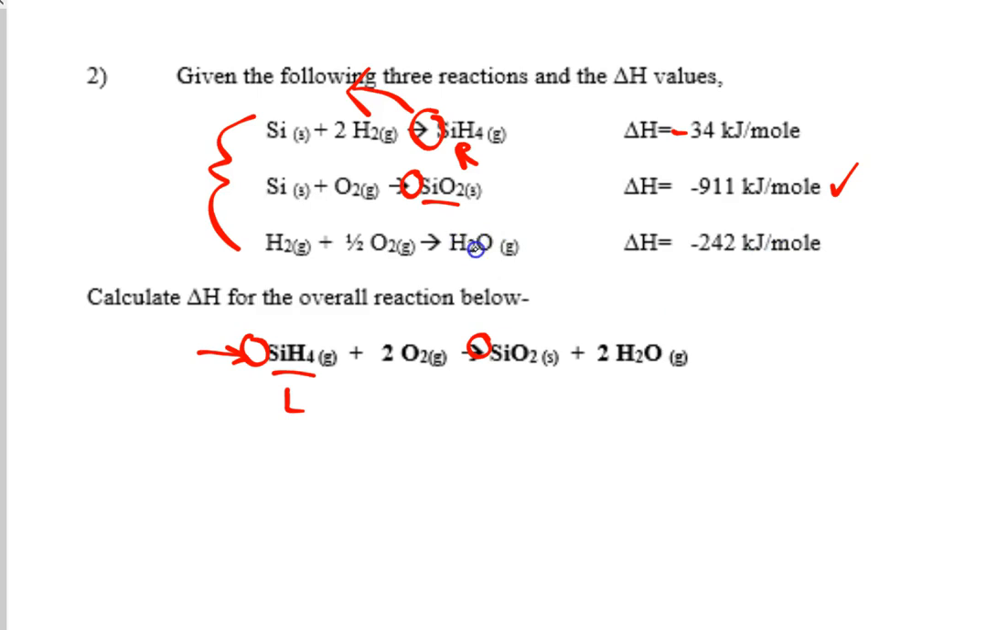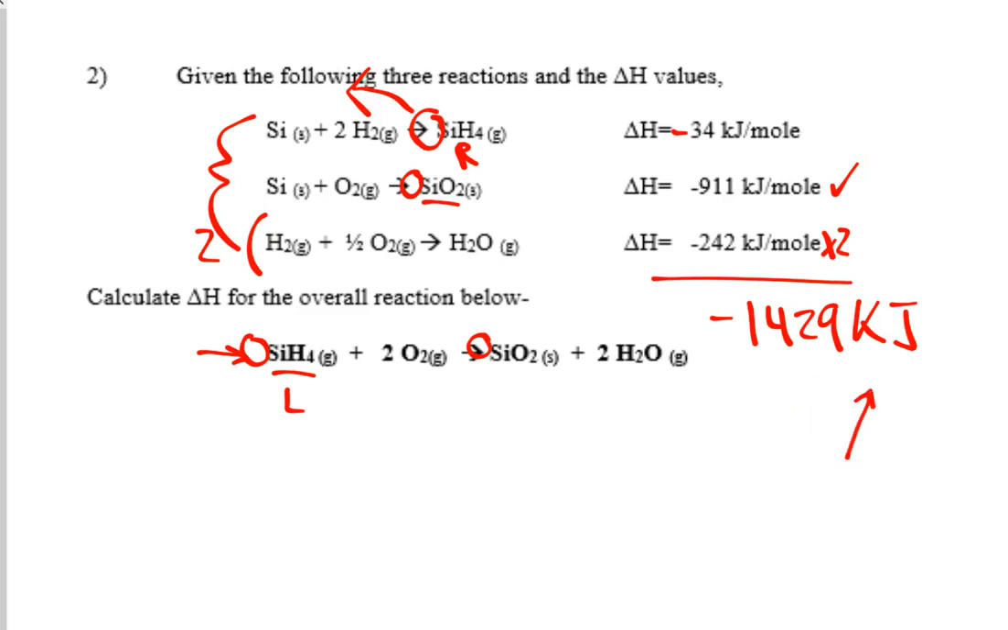All right, then I'm going to look here at the water. There's one water on the right, but there's two over here on the right. So what do I need to do to this third thing? Everything here has to be doubled. So I'm going to multiply that by 2. All right, when you do all that math, it's negative 1429 kilojoules. How many were fine with that question? You should put kilojoules or you will lose 1 point. The unit is worth a point.